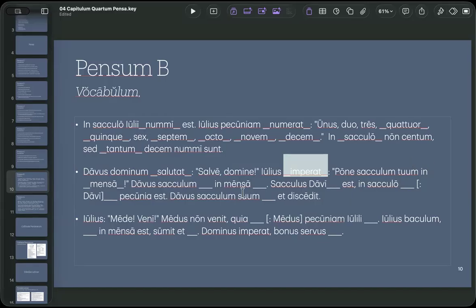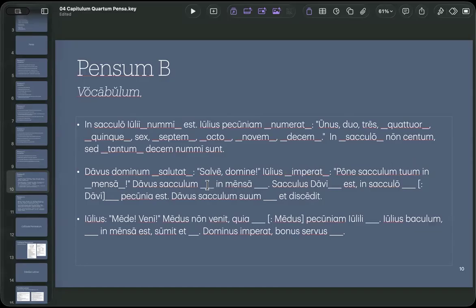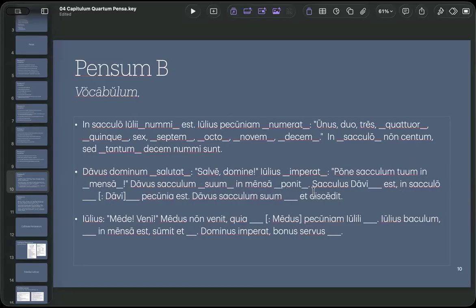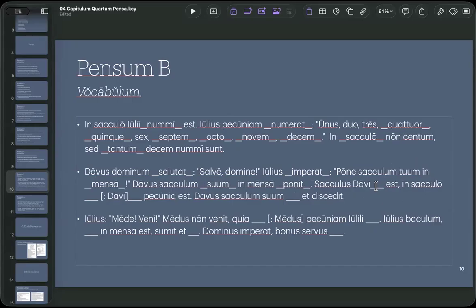Anyway, Davus sacculum. Here we go. Suum. Yeah, now you can use the suum. In mensa ponit. Would it be suum or tuum? Oh no, suum. Davus sacculum suum in mensa ponit. Yeah, he puts his on the table. Oh, okay, I'm sorry. My brain's on the last sentence. We're dashing back and forth between dialogue and narrative. I'm busy stripping gears over here mentally.